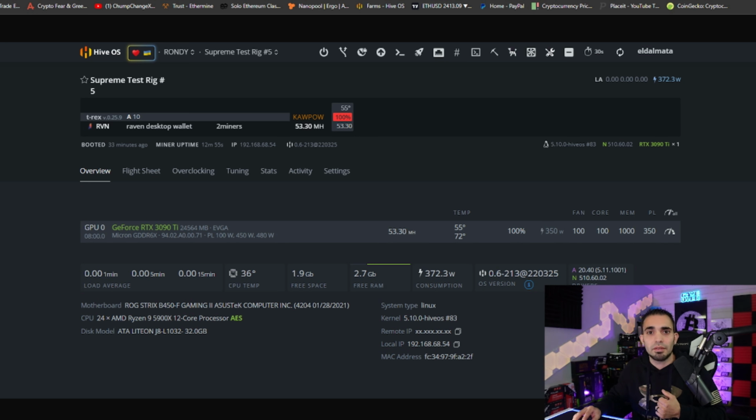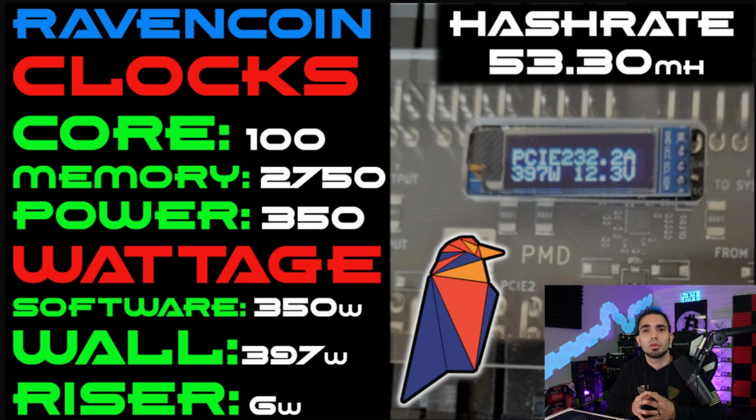Now here at the sheet with all the clocks, we're doing core clock of 100. We have 2750 on the memory, 350 on the power. The software is 350. Then we had the wall wattage, which is 397, as you can see in the picture next to us. And the riser was saying 6 watts, which is weird because it's usually right around 8 watts and it's steady for every other algorithm except for right here. So again, the hash rate was 53.3. Now let's jump into FIRO and see what we get over there.